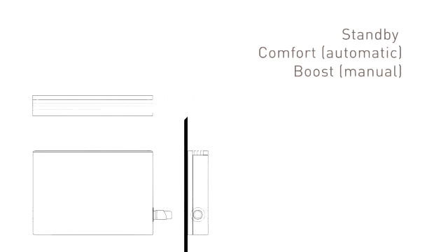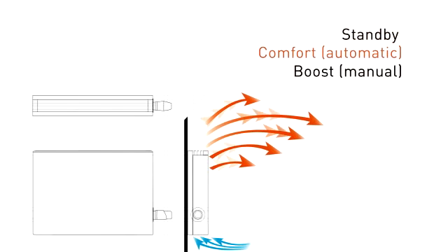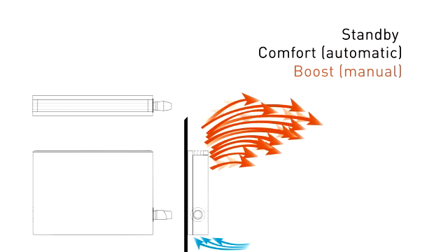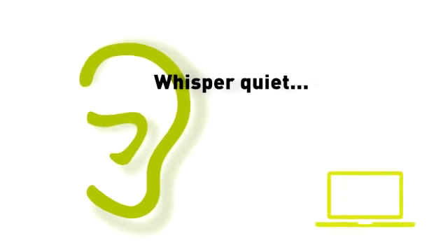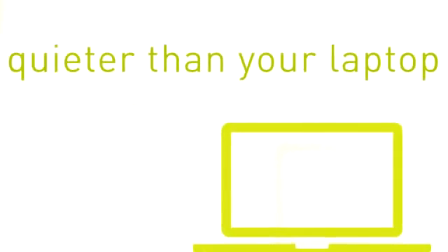But how does it really work? With DBE radiators, there are 3 modes of operation: standby, comfort, and the super powerful boost mode, which gives the technology its name. While in operation, it is whisper quiet. Even in boost mode, a DBE radiator is still quieter than a laptop.